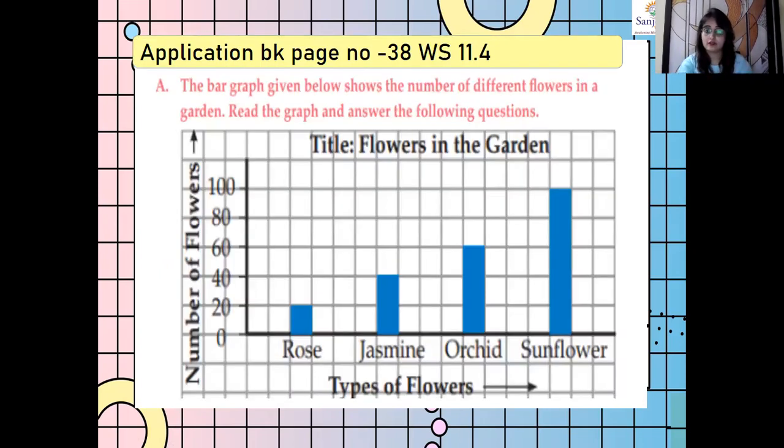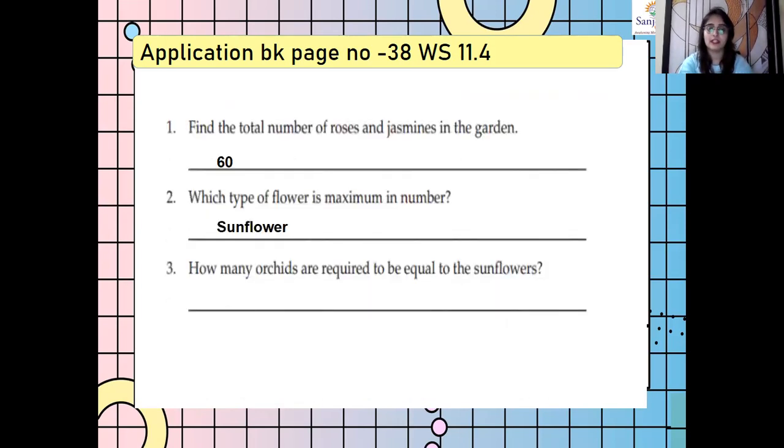Then how many orchids are required to be equal to the sunflowers? Orchids are less than sunflowers, children. Can you see here? Sunflowers are 100 and orchids are 60. So how many more orchids are required to be equal to sunflowers? To find that, you will subtract the number of orchids from the number of sunflowers. That is 100 minus 60, which is 40. So 40 more orchids are required to be equal to the sunflowers. Children, understood? You can write this answer in your application book itself. There is a place given there.